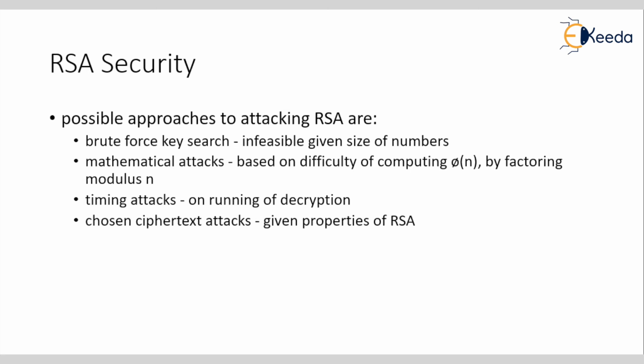How is the RSA security defined? Possible approaches of attacking RSA are the brute force key search, which we have already seen how the brute force works. Different types of mathematical attacks are also possible, depending upon the difficulty of computing phi of n by factoring the modulus n. There are other types of attacks, the timing attacks, which run on the decryption process. Also, chosen ciphertext attacks are possible given the properties of RSA.